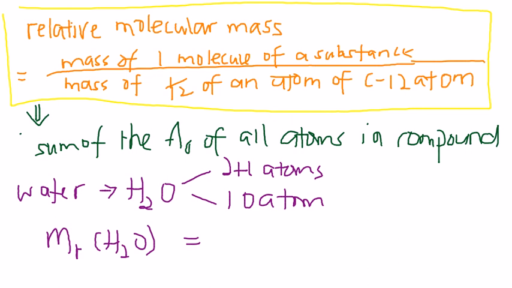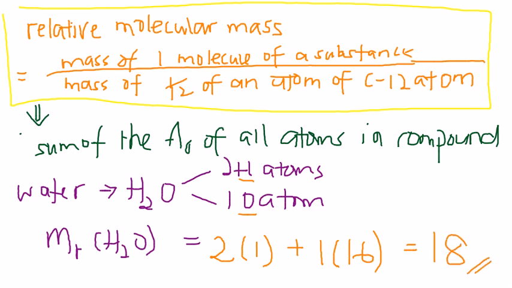So now that we know the elements are oxygen and hydrogen, what we need to do is just go to our periodic table and find out the relative atomic mass of hydrogen and oxygen. So hydrogen we have 2, and the AR, which is the top number of the element in the periodic table, is 1, and then we will add 1 oxygen, which is 16. So we add these two numbers up and we will get 18 for the molecular mass of water.